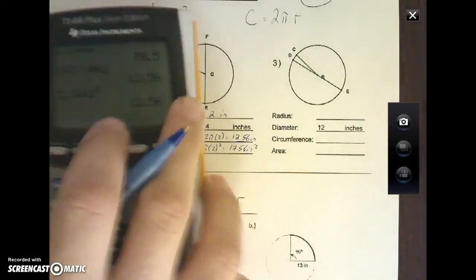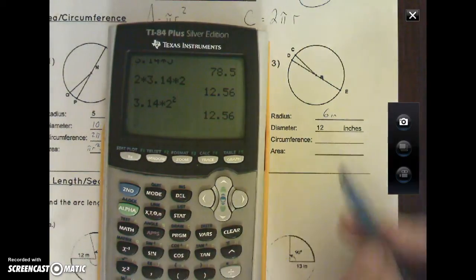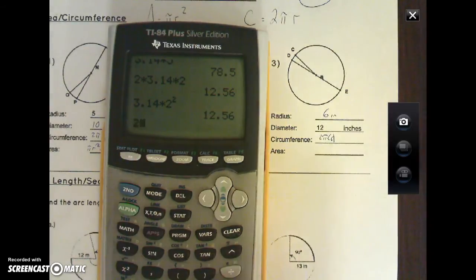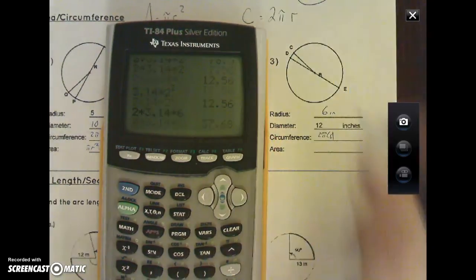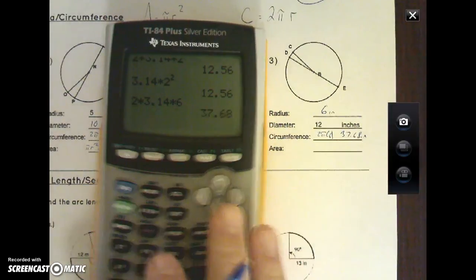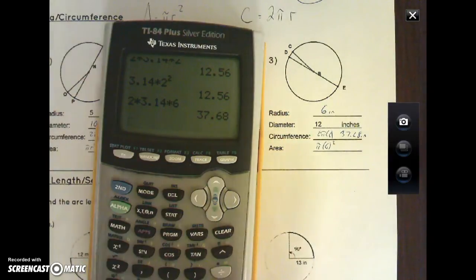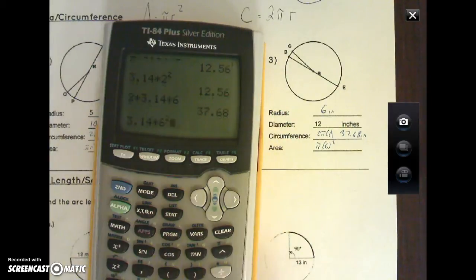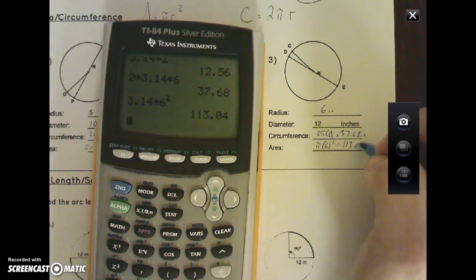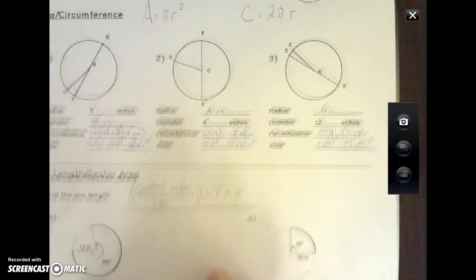It's all good. Just to show you guys, next one's super quick. 6 inches, because it's half. Circumference is 2 pi r. 2 pi times 6. 37.68 inches. And then for the last one is pi r squared. So 3.14 times 6 squared. 113.04 inches squared. Alright? Wonderful. Okay, very, very nice.